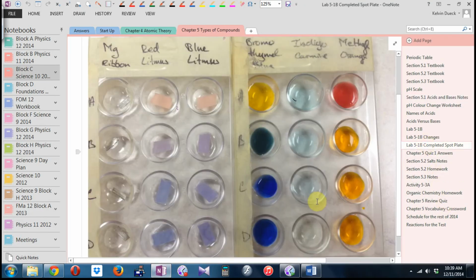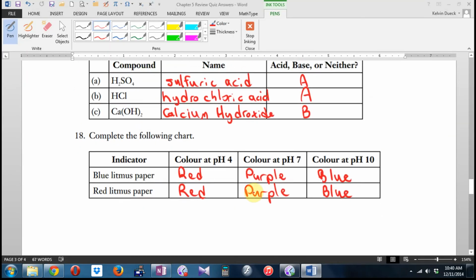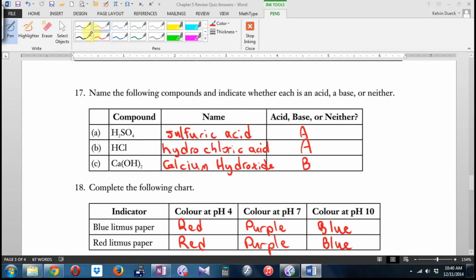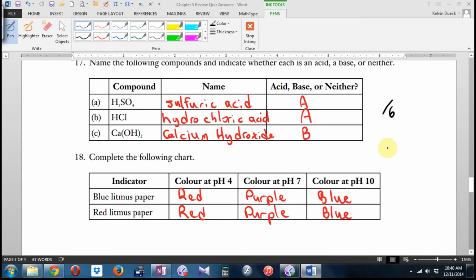Here was a completed spot plate. You can see red, this was an acid. Purple, this one was fairly neutral, and we were getting bluer and bluer as we were getting more and more basic. Oh, and also there's bromothymol turning green, yellow, blue, green, in something that was pretty close to neutral. Oh yeah, I remember that now. By the way, looks like this question is out of 6, 1 mark each. It looks like this question is also out of 6, 1 mark each.